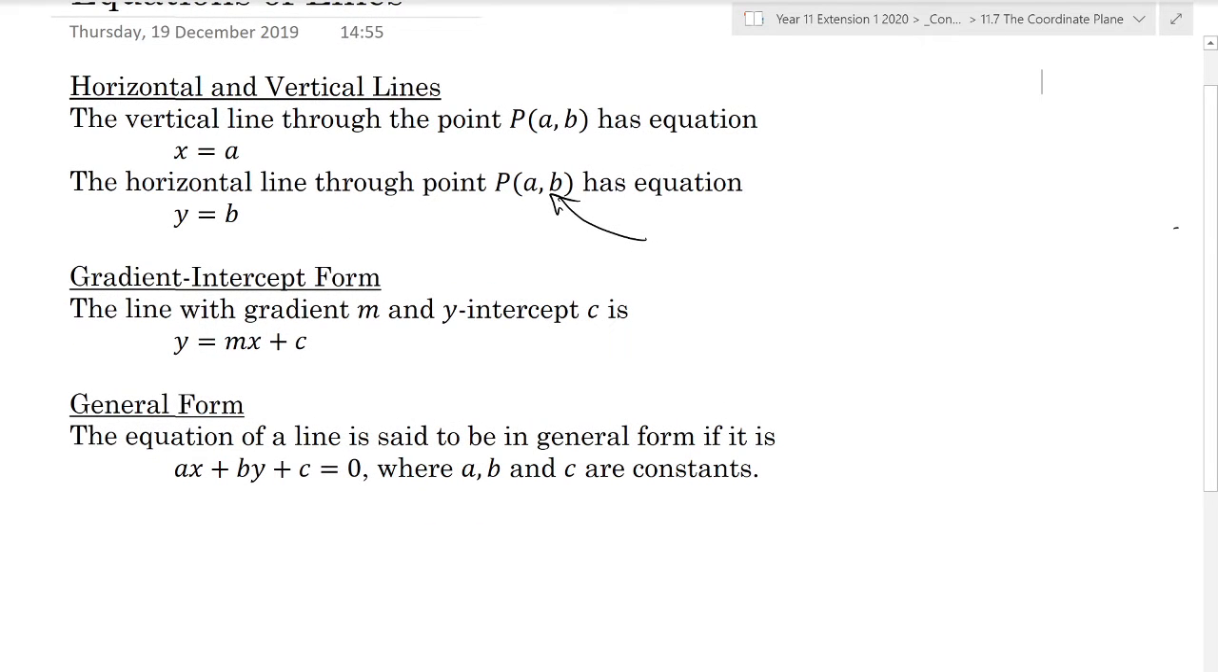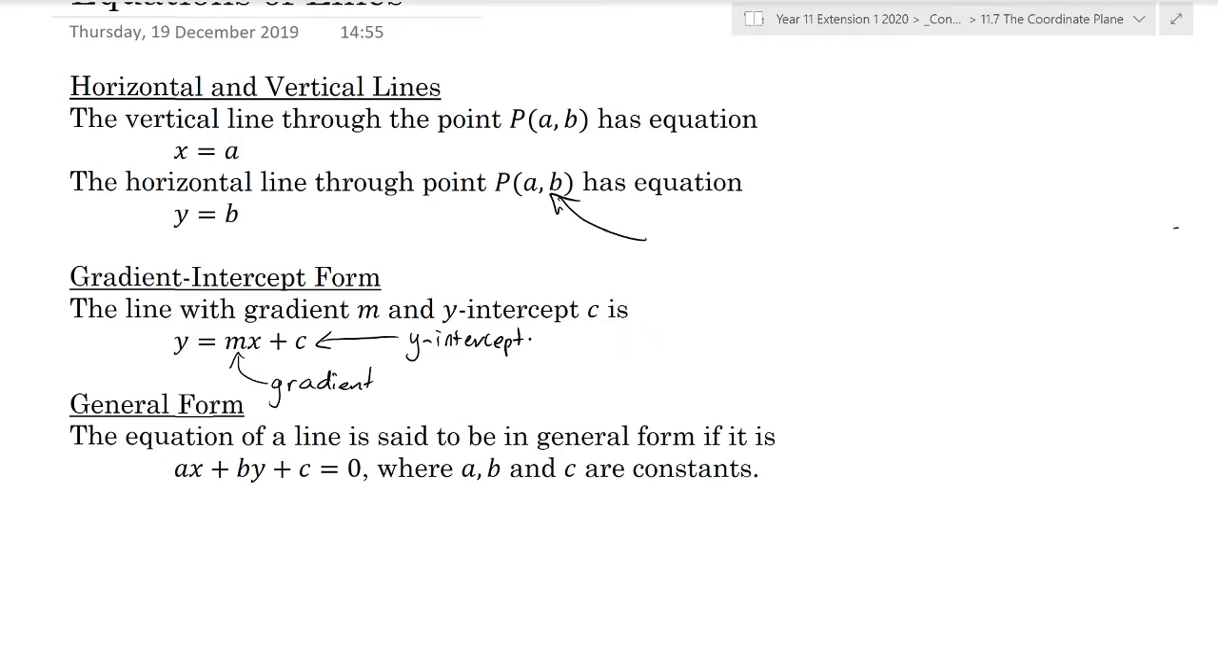Now the gradient intercept form: the line with gradient m and y-intercept c is given as y is equal to mx plus c. So m is our gradient, and c is our y-intercept. I know you like using b, but the times have changed. You've been doing the gradient intercept form since year 8, more formally in year 9.